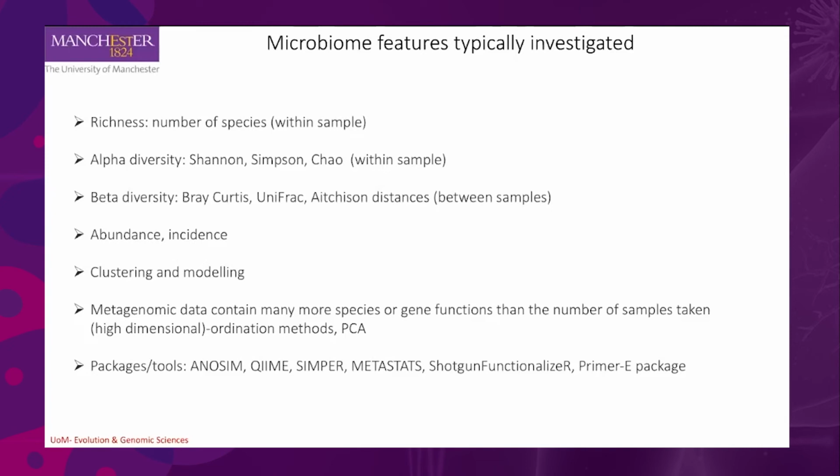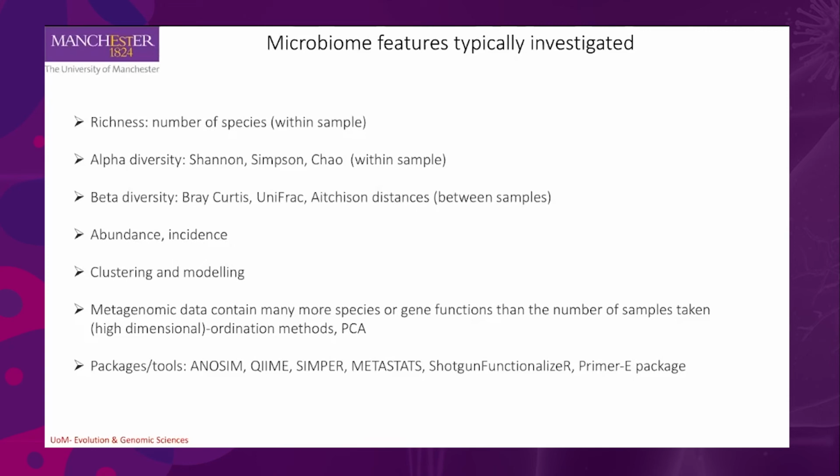Then, of course, we characterize the abundance and the incidence of each species. Abundance is, as we discussed, the relative number of sequencing reads within the metagenome, and the incidence is the frequency of detection, so how often we observe the same species in our cohort or in groups of samples.